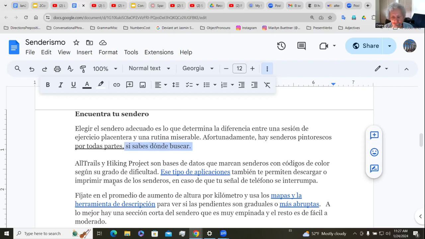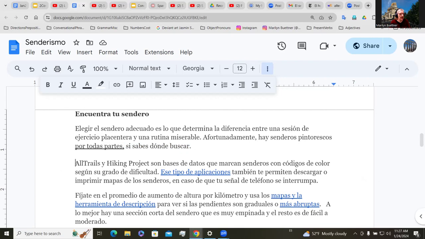If you know where to look for it. See? Bien. Aquí. Es buen consejo. This is a good piece of advice. Yo uso esas aplicaciones. Yo personalmente uso esas aplicaciones. Hiking Project, no, pero All Trails, sí.